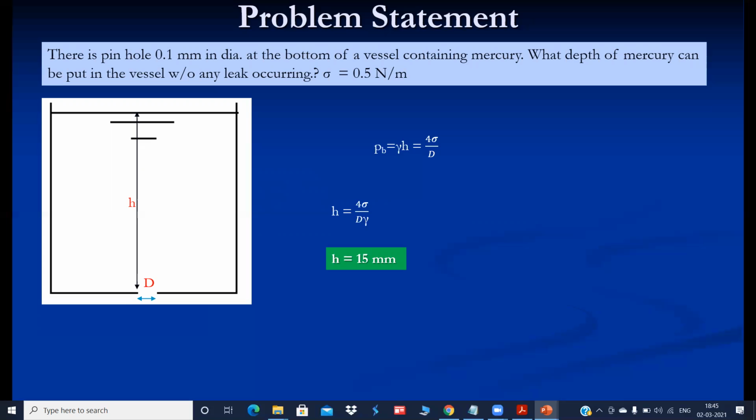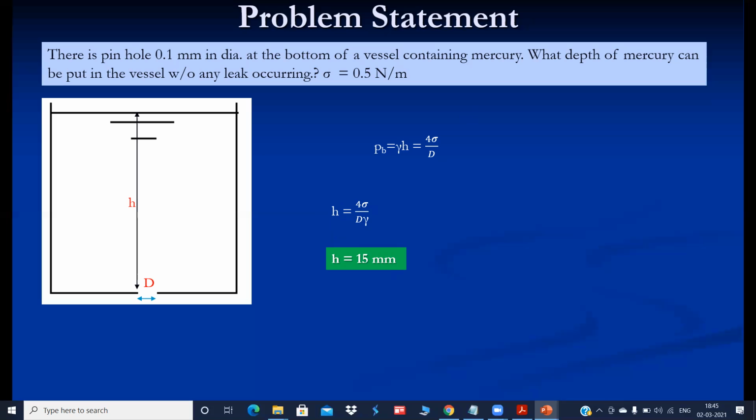So up to a 0.1 mm diameter of the liquid droplet, this much pressure is required. That is the pressure head. If it exceeds that, the diameter, equal to 4 sigma by the pressure, becomes less than 0.1 mm, and the leak starts. So this is the interpretation of the problem.